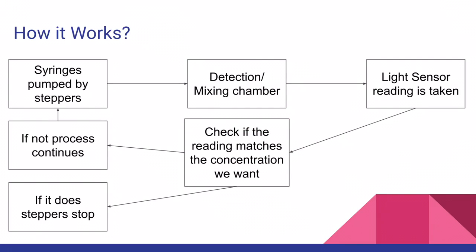Our two colored mixtures are stored in syringes, which are then pumped by stepper motors. The liquids are pumped into a mixing/detection chamber, where using a blue and red LED and a light sensor, we can detect the concentration of each liquid.